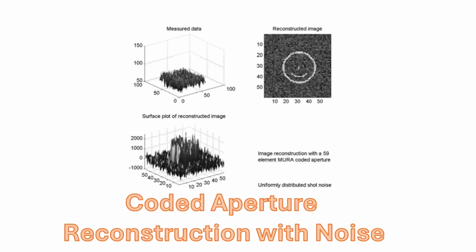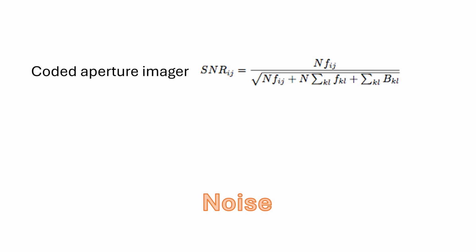If we add noise, the deconvolution still works, but we get a noisy reconstruction. Here's a simulation with Poisson noise added to the system. You see that there's noise in the measurements and noise in the reconstruction. The signal-to-noise ratio scales like this. N is the number of non-zero transmission elements in the code. So for an order 73 code, N is going to be somewhere between 100 and 1,000. So we get an n times increase in the amplitude of the signal. We also get a root n scale increase in the noise.